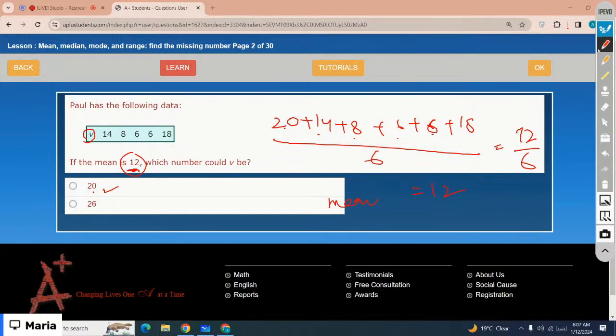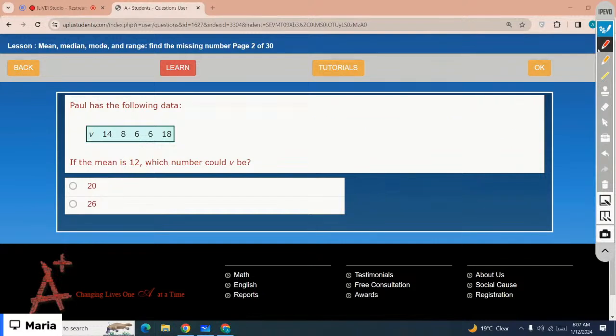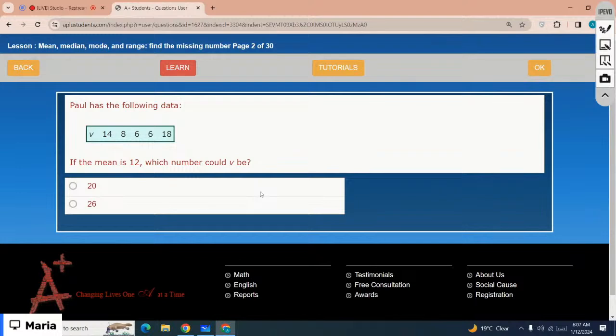That means V is 20 and the mean is 12. The correct option is V must be 20. Got it? The correct option is 20.